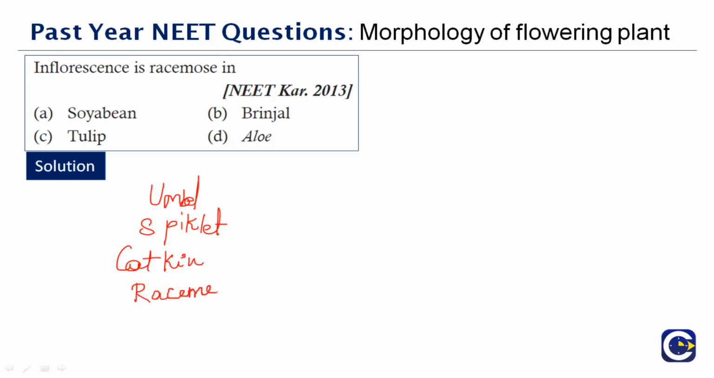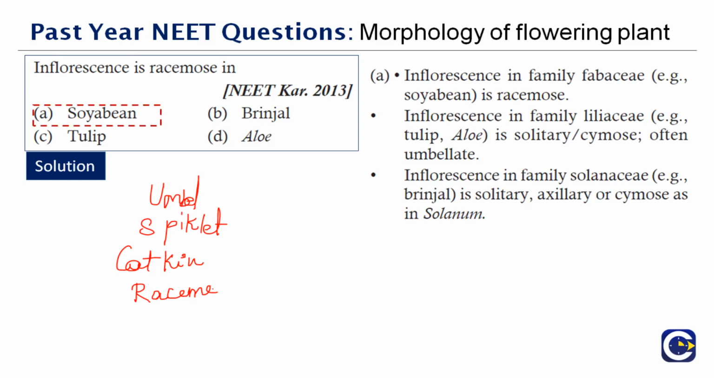raceme. So raceme, and obviously when the pedicel bears many pedicellate flowers in an acropetal manner, you have different arrangements for this. So when you talk about inflorescence of racemose, it comes for soya bean. Inflorescence in Liliaceae is also there, where you have tulip, and inflorescence in the family Solanaceae is also found, where brinjal is solitary axillary and cymose as in Solanum. Therefore the right answer to this question is option A, soya bean.